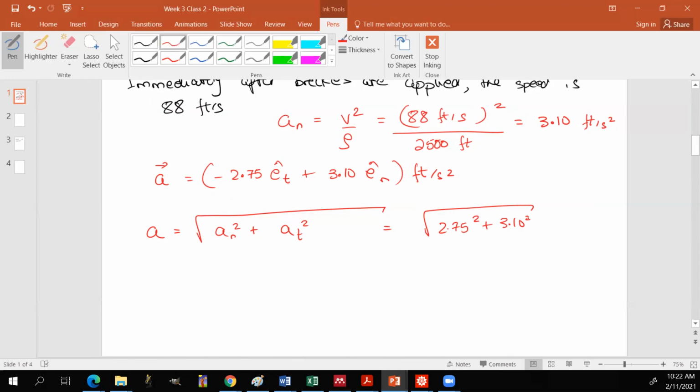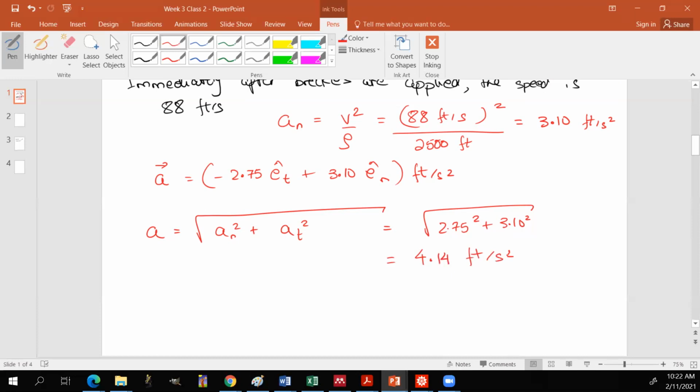That cannot be. It has to be more than 2.75 and 3.10. Oh, I messed up. I put the wrong sign. No worries. I got 4.14. Yep, that's what I got. 4.14 feet per second squared, right? So that's going to be the magnitude.